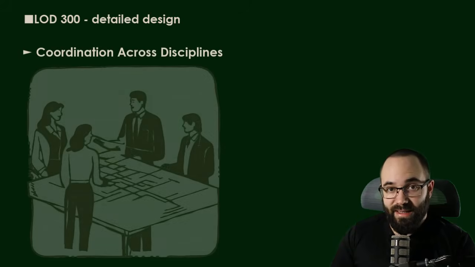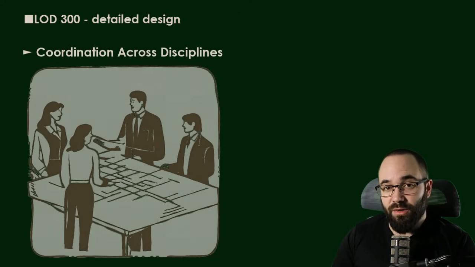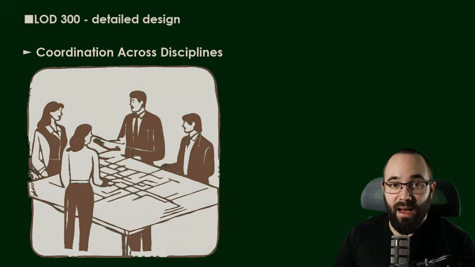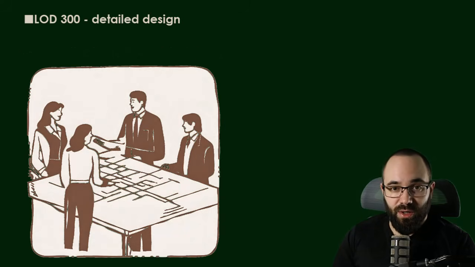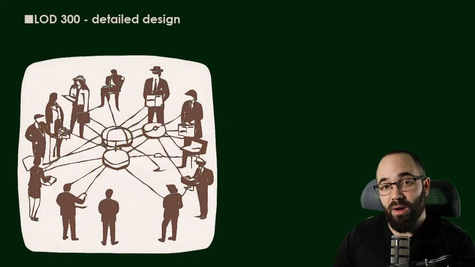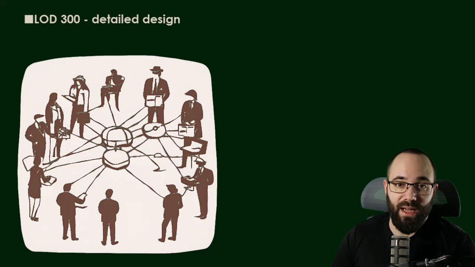Coordination across disciplines. So LOD 300 facilitates coordination among various disciplines such as architecture, structural engineering, and MEP systems by providing a comprehensive and accurate representation of the building design.